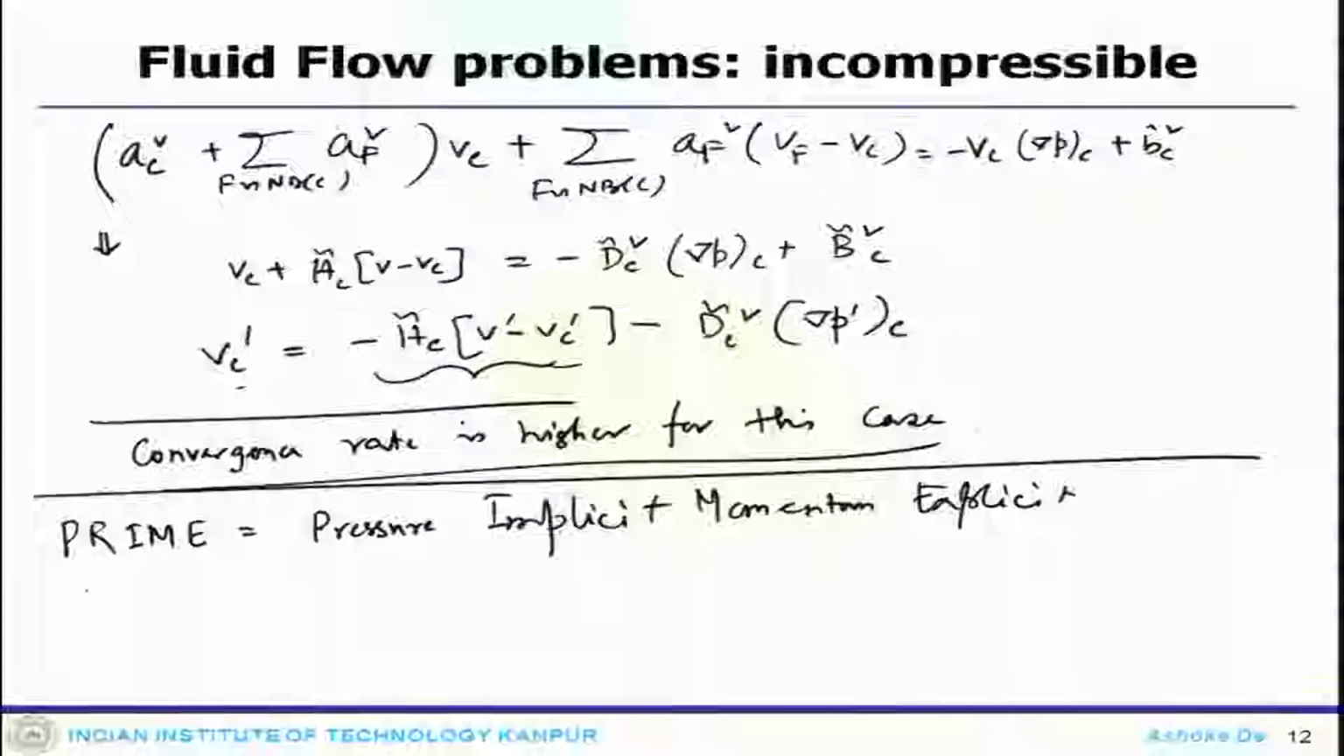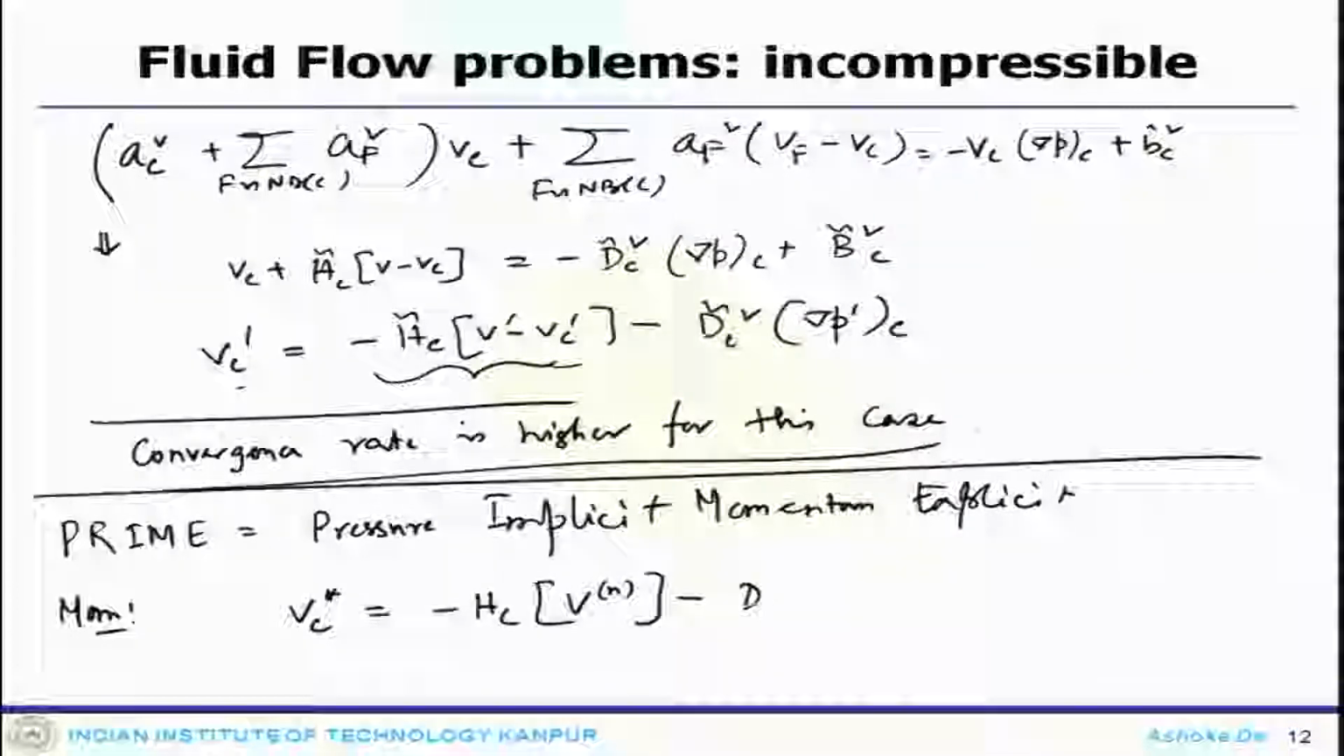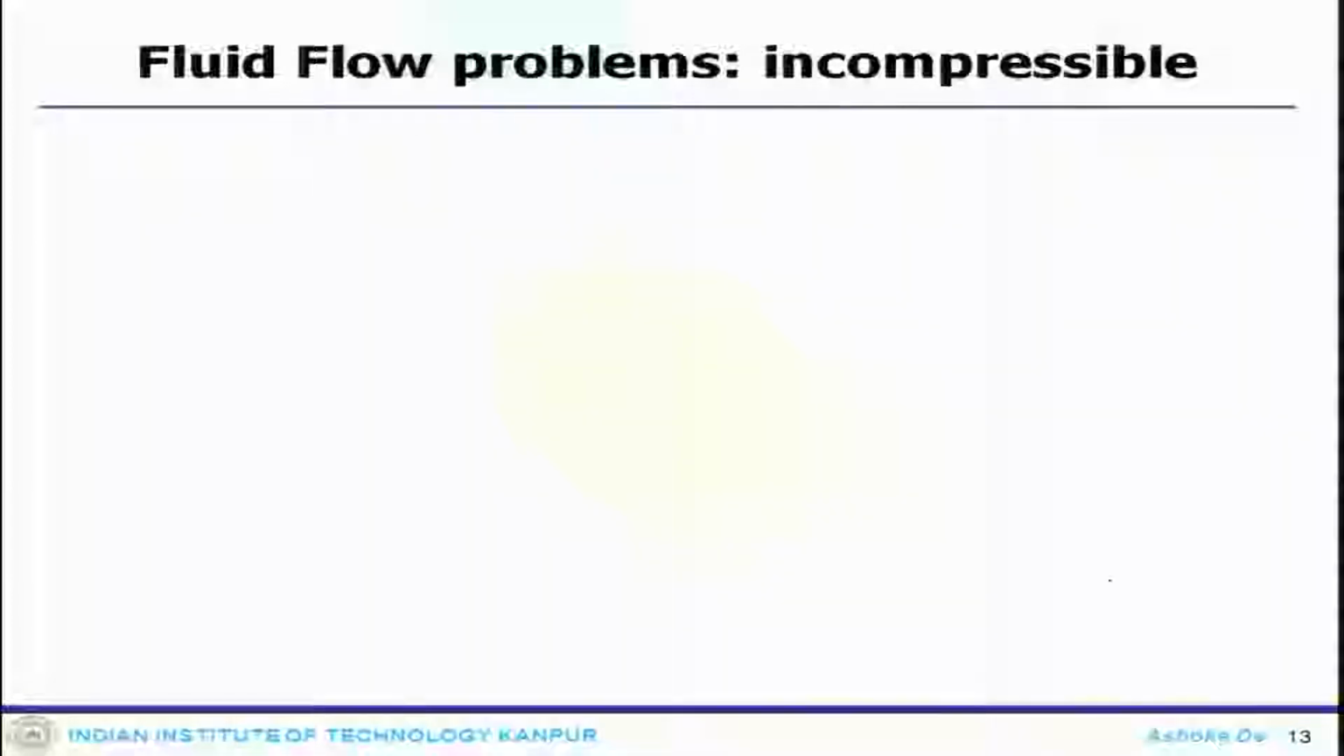So, since the momentum equation is solved explicitly, one can get the new or intermediate velocity corrections like minus H_C V^n minus D_C V delta P^n, then C plus V_C B, and the velocity correction is applied to derive the pressure correction equation.